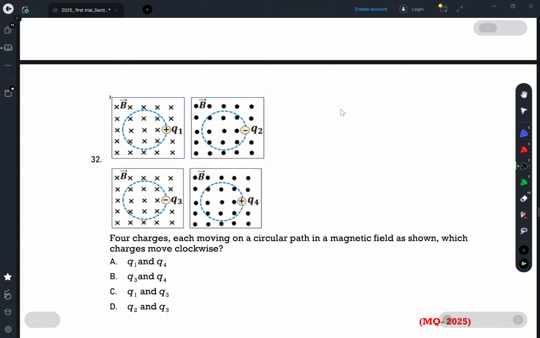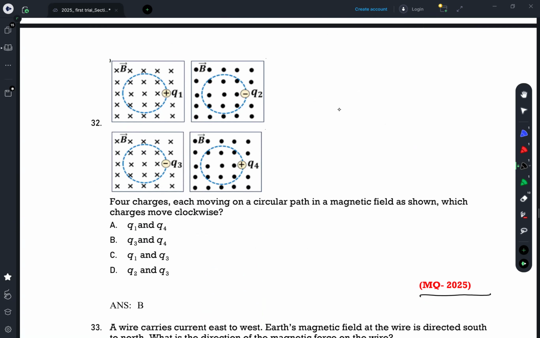This question was first asked in 2023, as I remember, and questions similar to this one are asked. Four charges, each following a circular path in a magnetic field as shown, which charge moves clockwise? For clockwise rotation, the sign of the charge and the magnetic field must be opposite. If the sign is negative, then the magnetic field must be cross. If the sign is positive, the magnetic field must be dot. In this case, it moves clockwise.